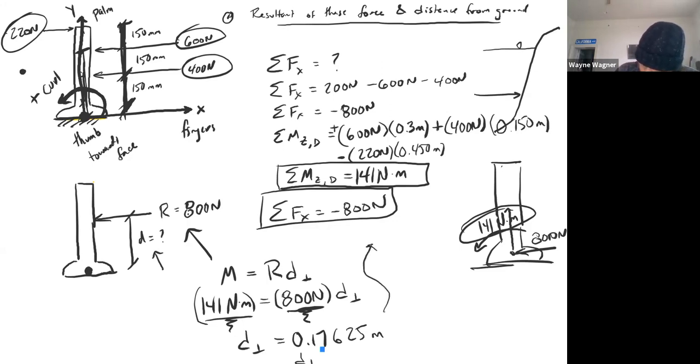Okay, so yeah, so D equals, since I want 3 sig figs, we'll say 176 millimeters. Okay, and that would be the answer that you would get. Yeah, so that's how we do it.